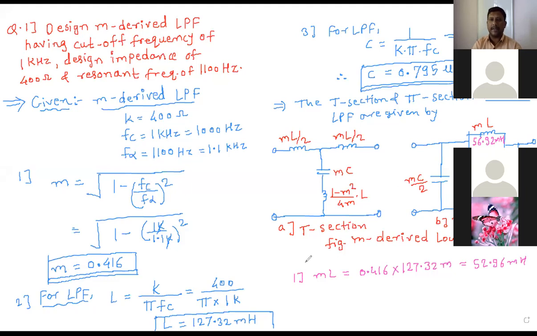Okay. Next, ML by 2 is required here. So just make it half. ML by 2 is equal to 52.96 millihenry divided by 2. So that is 26.48. So you can mention here 26.48 millihenry. Okay, now next thing you can calculate.